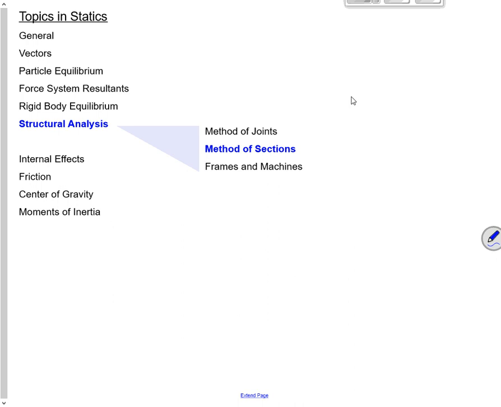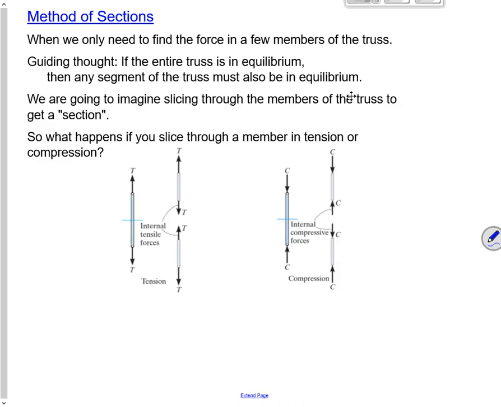Welcome back to Topics in Statics. We're up to the method of sections. The method of sections is another method we use to analyze a truss.